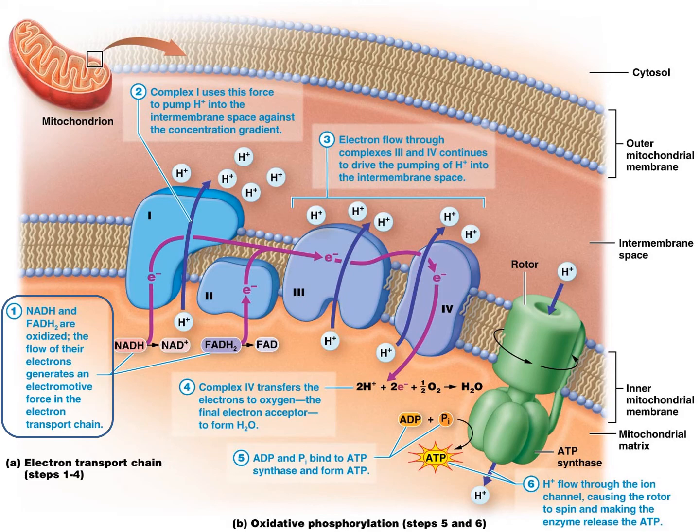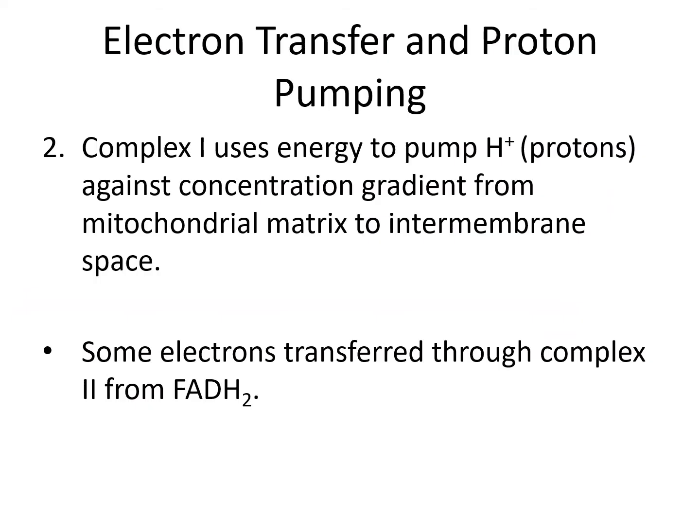And this is the electron transport chain. Complex 1 uses energy to pump hydrogen ions, or protons, against its concentration gradient from the mitochondrial matrix to the intermembrane space. So what it does, it uses the energy to pump these protons out into the intermembrane space. And we're going to see what's going to happen. We're going to build up a concentration there.